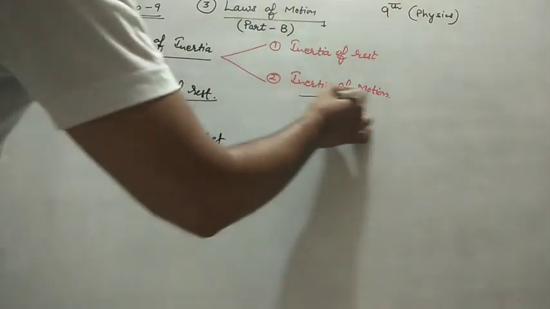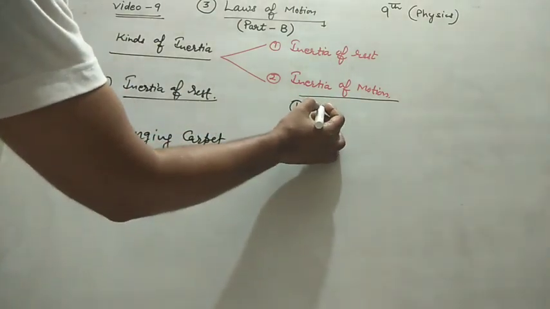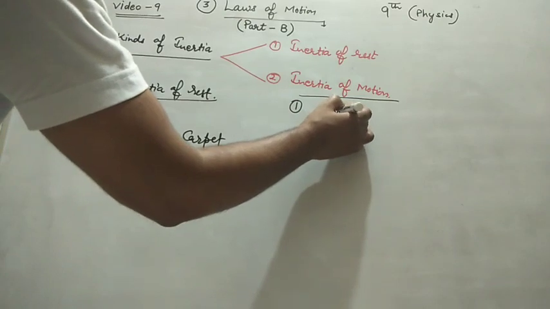A number of examples we can discuss under inertia of motion. So a cyclist riding along a level road does not come to rest immediately after he stops pedaling. Why? Because when initially the cycle is in motion, it will take a certain time to come to rest. So due to inertia of motion, it will try to remain in motion unless an external force is applied on the body. This is about the moving cycle example.